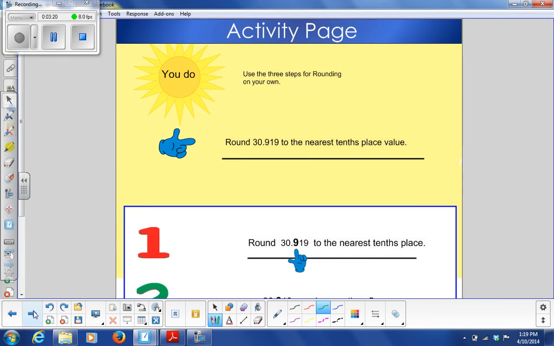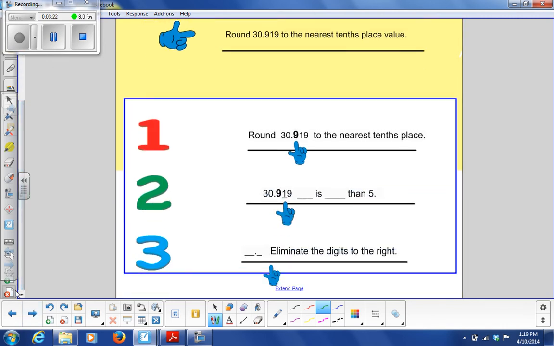All right. So here's another example. We've got 30.919. We're going to round it to the nearest 10th place. You've got the hand already pointing to the digit that you want to round to. I'm going to underline it because that's a good habit to have. Then I'm going to go next door. I'm going to take a look at the number that's next door, which is a 1.